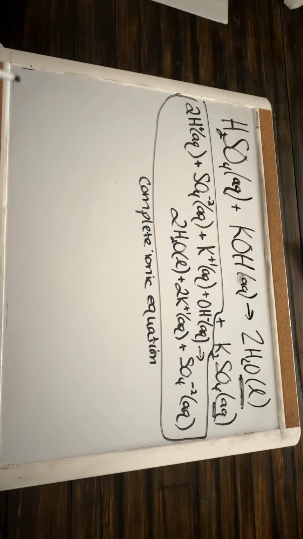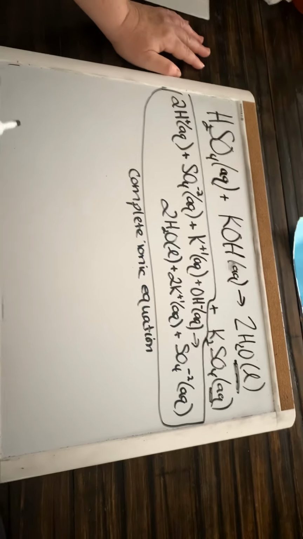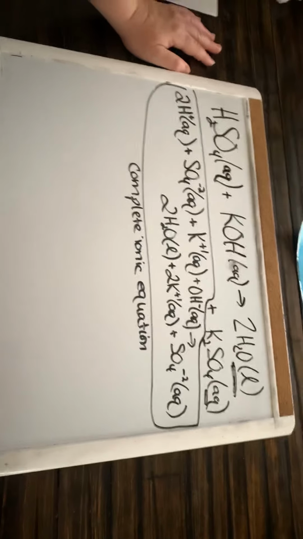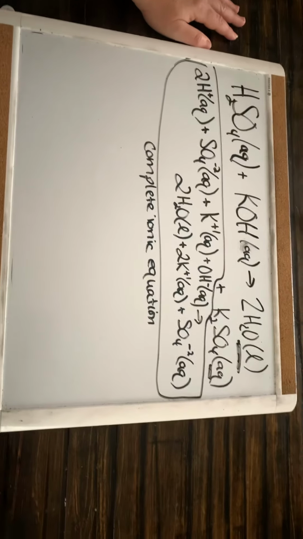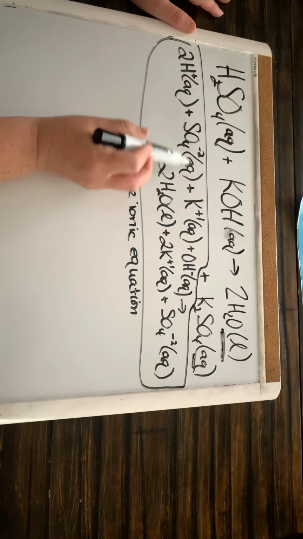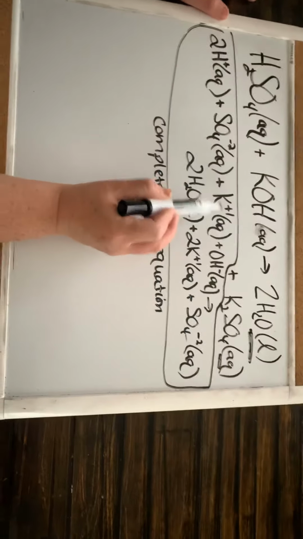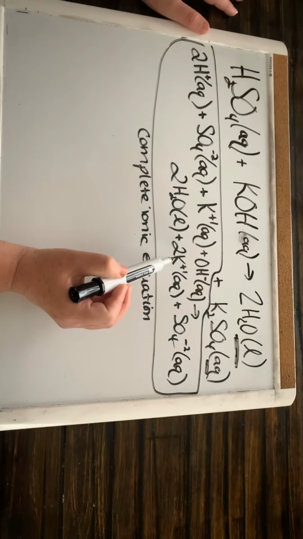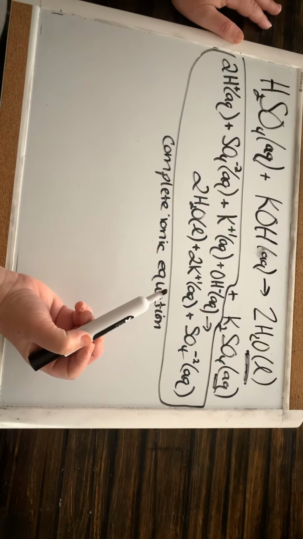So watch. What we're going to do is take out anything that's a spectator ion. A spectator ion is an ion that shows up on both sides of the equation, but isn't really doing anything. Like, see how SO4 -2 is right here, and SO4 -2 is right here, and K+1 is right here, and K+1 is right here.